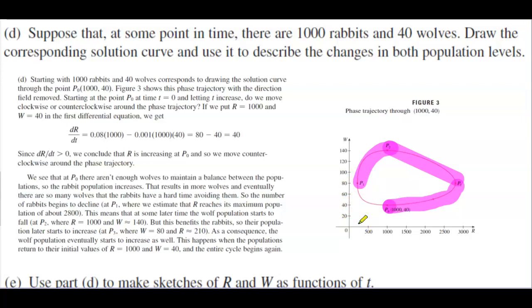So as a consequence, the wolf population eventually starts to increase as well. And this happens when the populations return to their initial values of R equal to 1,000 and W equal to 40. And then the entire cycle begins again.